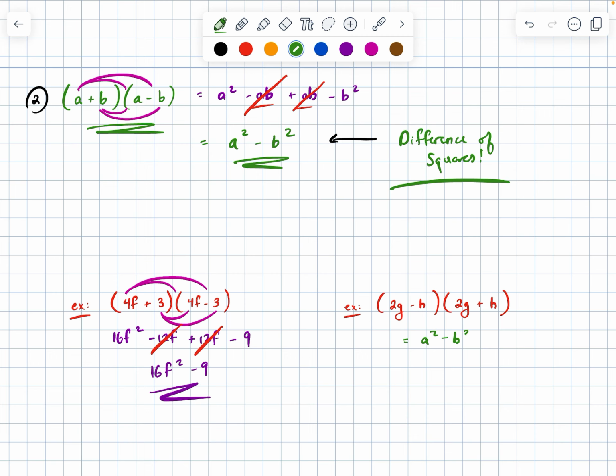But I can also take my difference of squares pattern, right? I know that this is going to be a squared minus b squared, whichever of these you prefer. Well, the thing in the a slot is the 2g. The thing in the b slot is the h. So all I need to do is take 2g and plug it in for a, minus h, which is going to get plugged in for b. Well, 2g squared is 2g times 2g, that's 4g squared, minus h squared. 4g squared minus h squared should be the same as what we would get from METWET.